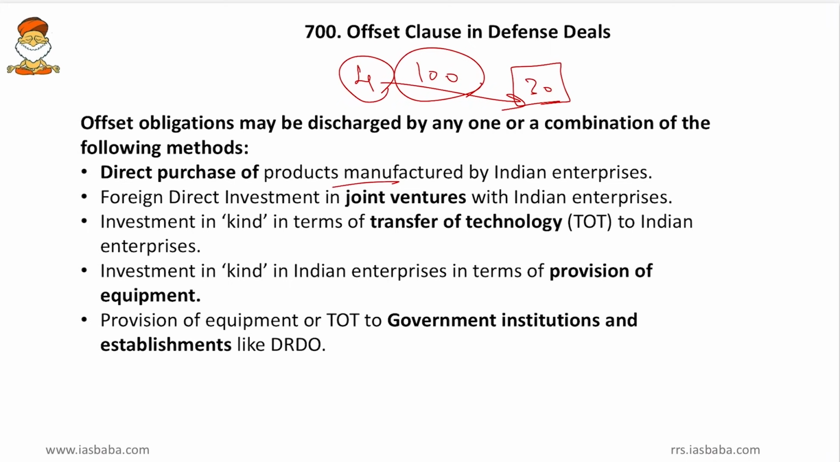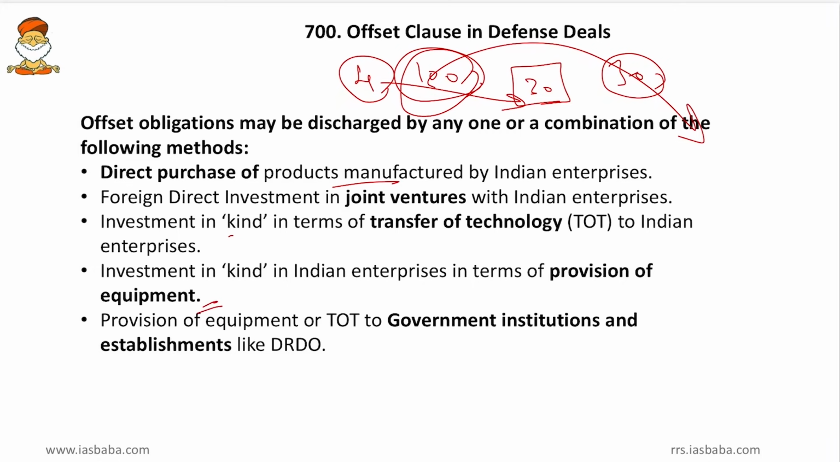Then foreign direct investment in joint ventures with Indian enterprises. So friends, it is 100 crore. Now forget about the number of jets. Out of this, 30 crores can be invested as FDI in the Indian ventures or in the Indian defense manufacturing companies. Then investment in kind in terms of transfer of technology to Indian enterprises. So friends, here no money will be invested, but one or two technologies can be transferred to the Indian manufacturing units. Then investment in kind in Indian enterprises in terms of provision of equipment.